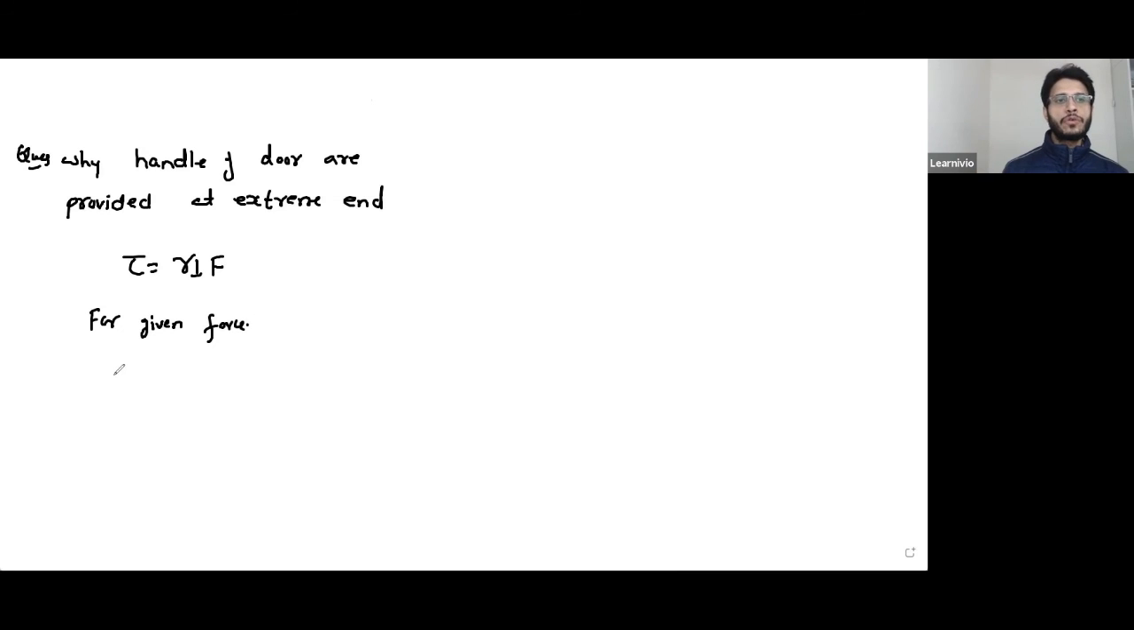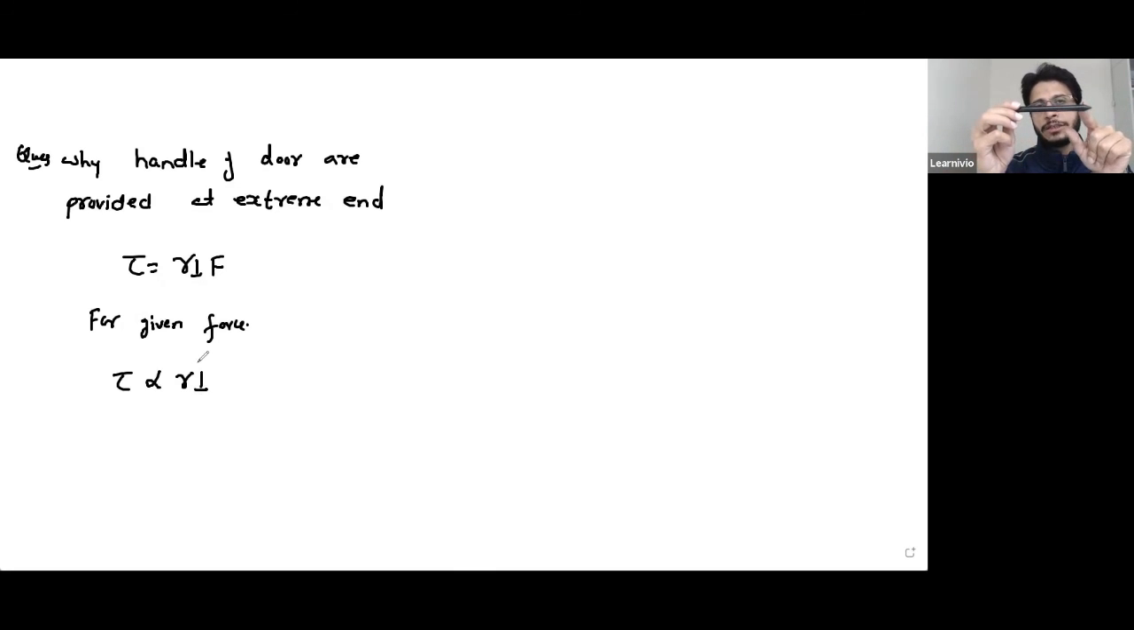So for a given force, your torque is directly proportional to R perpendicular. The greater the value of R perpendicular, the greater would be your torque. So when a gate rotates, this is the point at which the gate is attached to the wall, and then if you push it, it rotates in this way. This is how a door works, right? So it rotates about the axis which is passing through the wall.